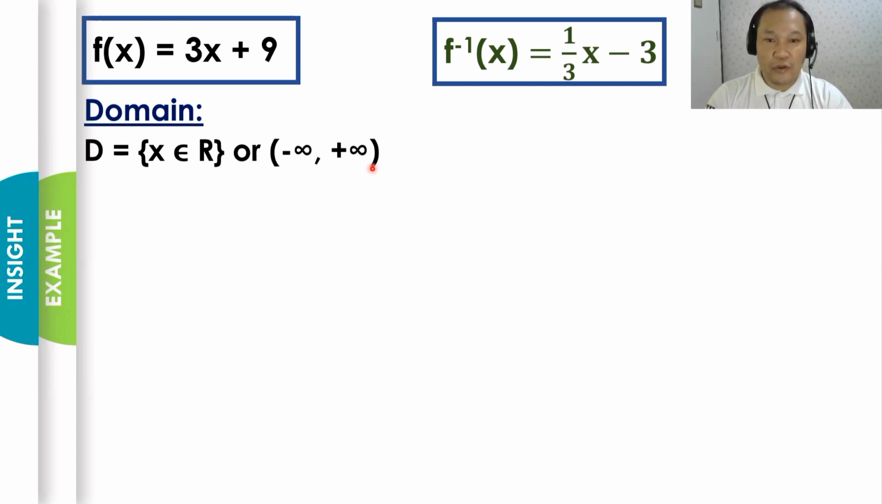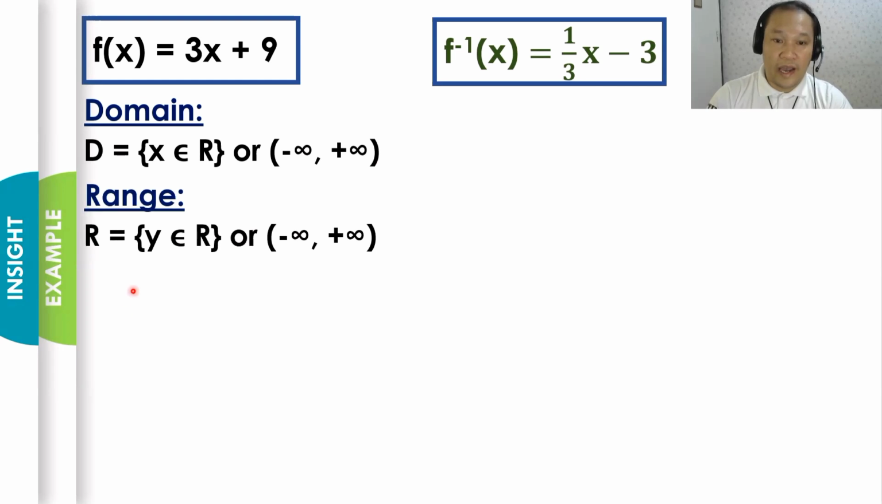Now, if the value of x is any real number, therefore the outcome will also be any real number. Therefore, the range will be y is an element of the real numbers, or we can express that in notation as negative infinity to positive infinity. This is the domain and the range of the given function. What about its inverse? We have the inverse of the given function equal to 1/3 x minus 3.